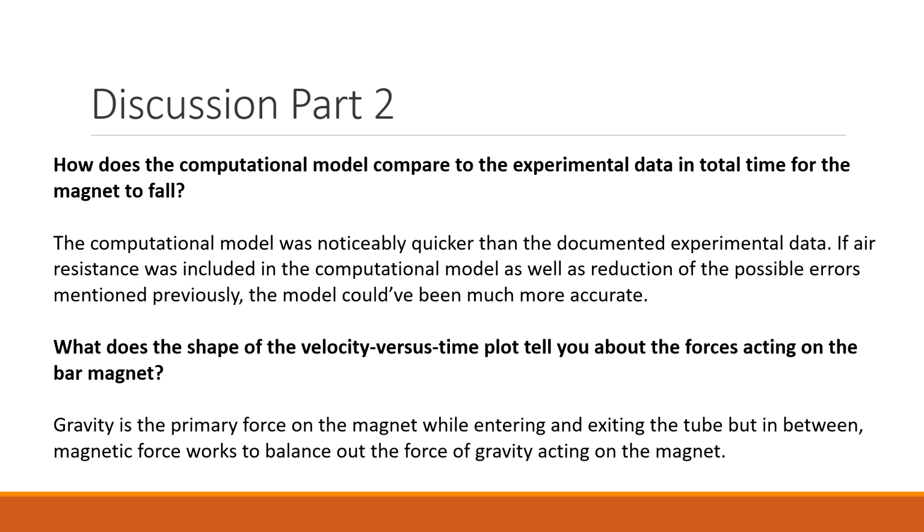What does the shape of the velocity versus time plot tell you about the forces acting on the bar magnet? Gravity is the primary force on the magnet while entering and exiting the tube, but whenever it's going through the tube, magnetic force works to balance out the force of gravity acting on the magnet.